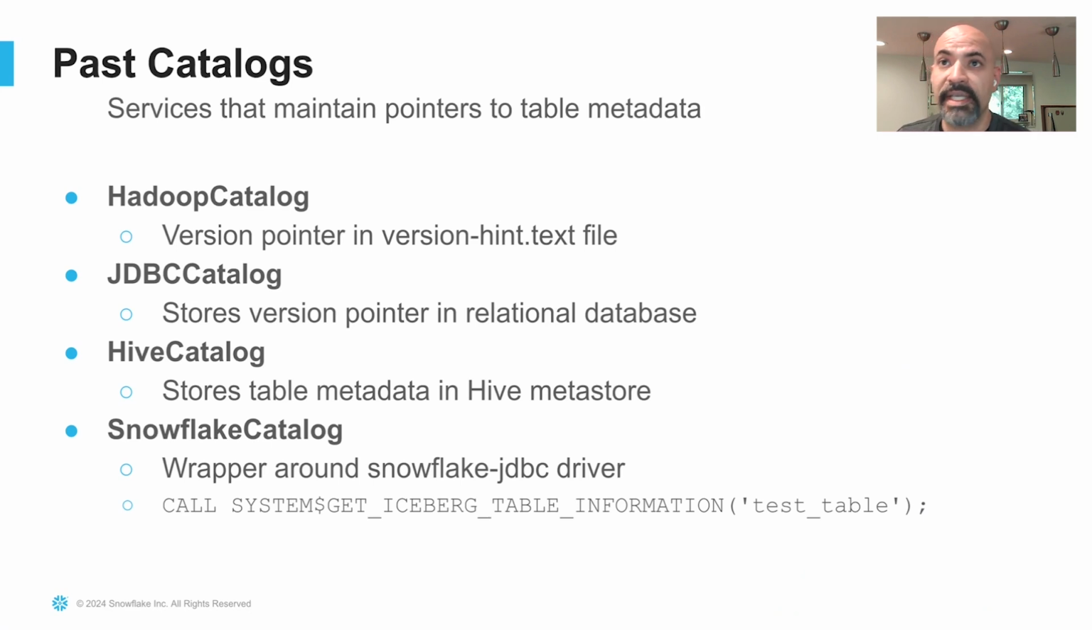Just a handful of the catalogs that exist currently in the Iceberg SDK. We have the Hadoop catalog, which stores the version pointer in the version-hint.txt file in cloud storage. That's the one that everybody tells you you're not supposed to use in production, but everybody uses it in production. And then there's the JDBC catalog, which stores the version pointer in the relational database, Postgres or MySQL or whatever. There's a Hive implementation that uses the Hive metastore, and there's also a Snowflake implementation, which just wraps the JDBC driver, calls a system function that finds the current version of the metadata JSON file for your Snowflake Iceberg table.